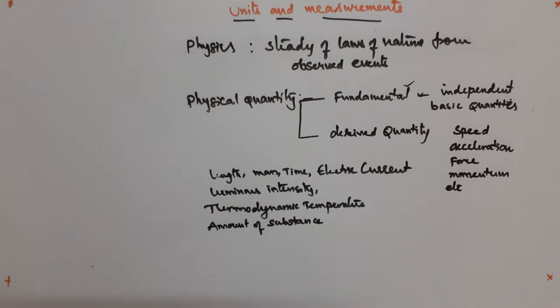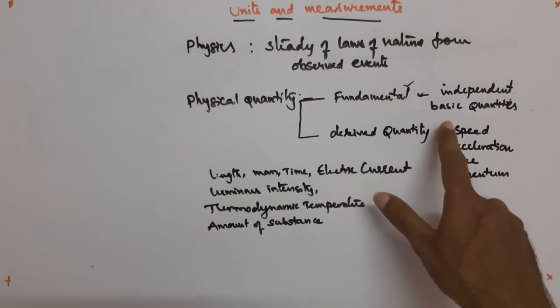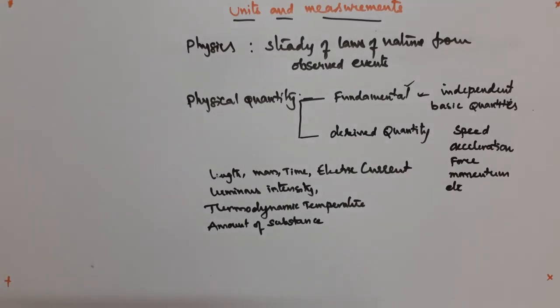So here, now we are able to understand what is a fundamental quantity and what is a derived quantity. A fundamental quantity cannot be further resolved into any other physical quantity, and the derived quantity is nothing but the quantities which are derived from the fundamental quantities. There are 7 fundamental quantities and there are so many derived quantities. So this is about what is physics and what is a physical quantity.